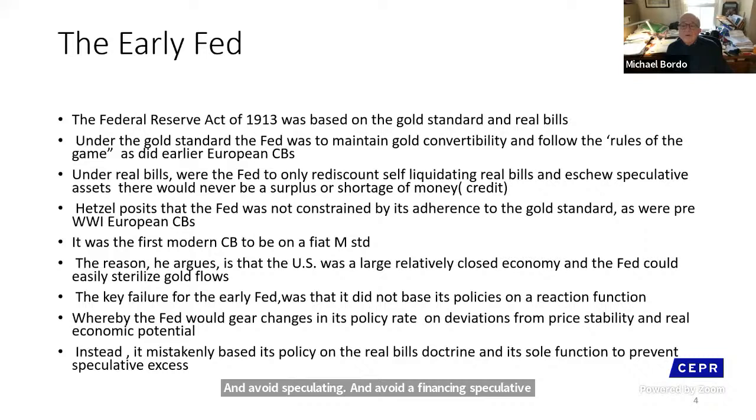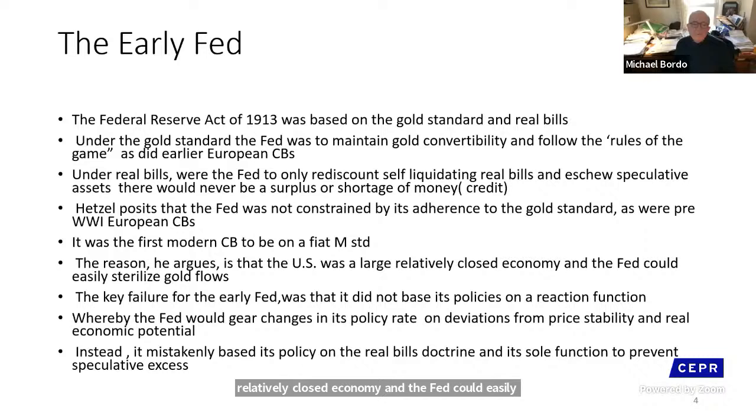And so what Bob posits is that the Fed was not constrained by its adherence to the gold standard, as were the pre-World War I European central banks. He says that once the Fed gets going after World War I, it's the first modern central bank to be on a fiat money standard. The reason, he argues, is that the U.S. is a large, relatively closed economy, and the Fed could easily sterilize gold reserves.